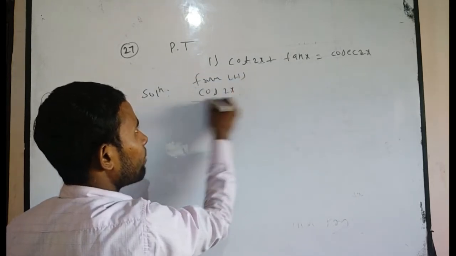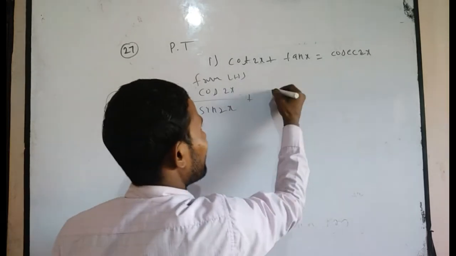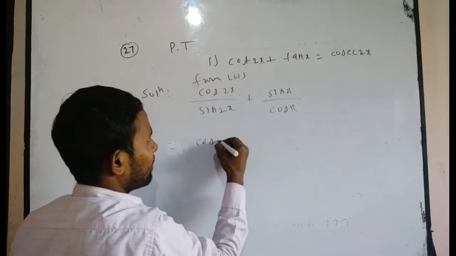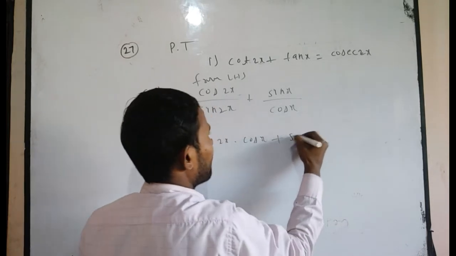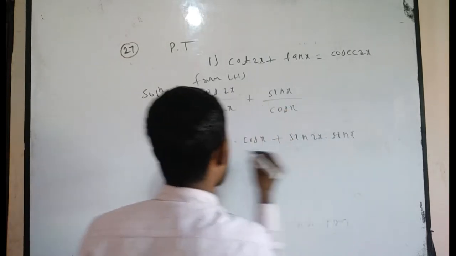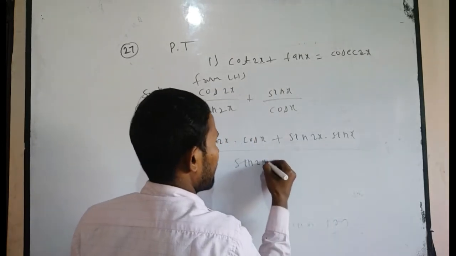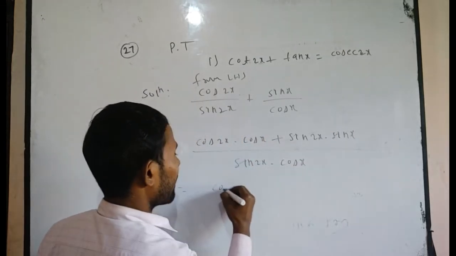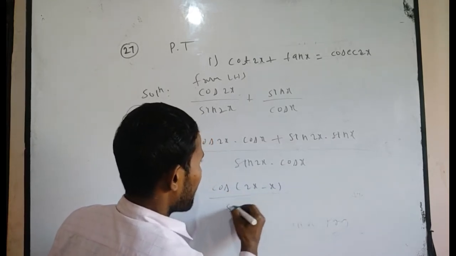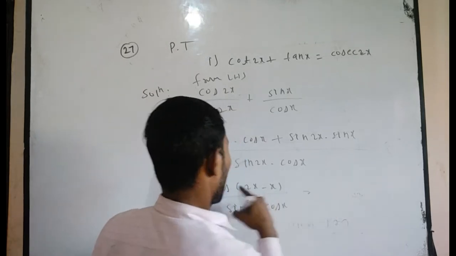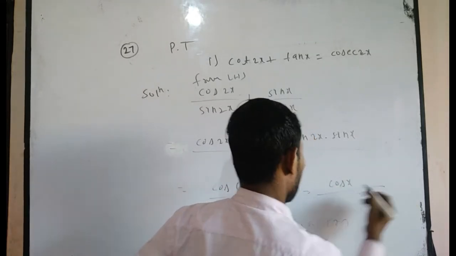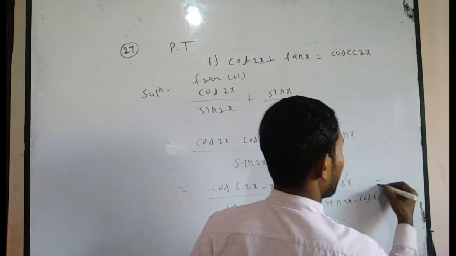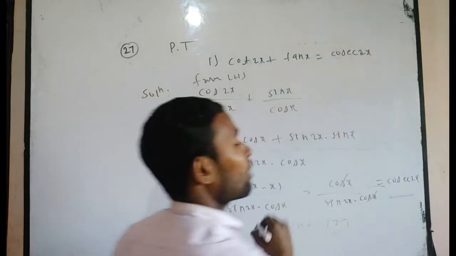Cot 2x can be written as cos 2x divided by sin 2x, plus tan x can be written as sin x by cos x. Taking the LCM, the denominator will be sin 2x into cos x, and the numerator is cos 2x cos x plus sin 2x sin x, that is cos a into cos b plus sin a into sin b, which can be written as cos of a minus b. So it is cos of 2x minus x, that will be cos x, divided by sin 2x into cos x. Here cos x cancels, and 1 upon sin 2x will be cosec 2x, which is your RHS.